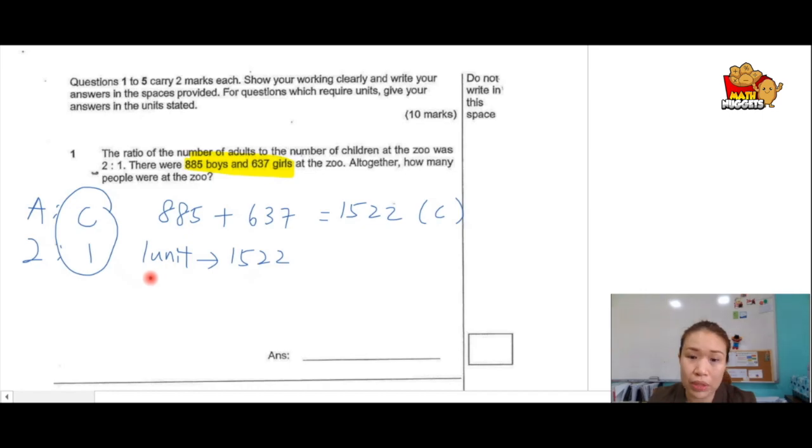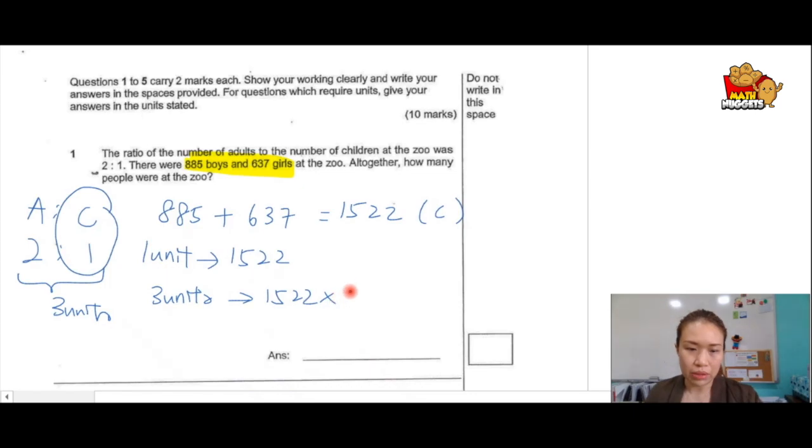So altogether, how many people are there at the zoo? In total, we have 2 plus 1, over here a total of 3 units. So that's what you need to find. 3 units will be 1522 times 3, which is 4566.